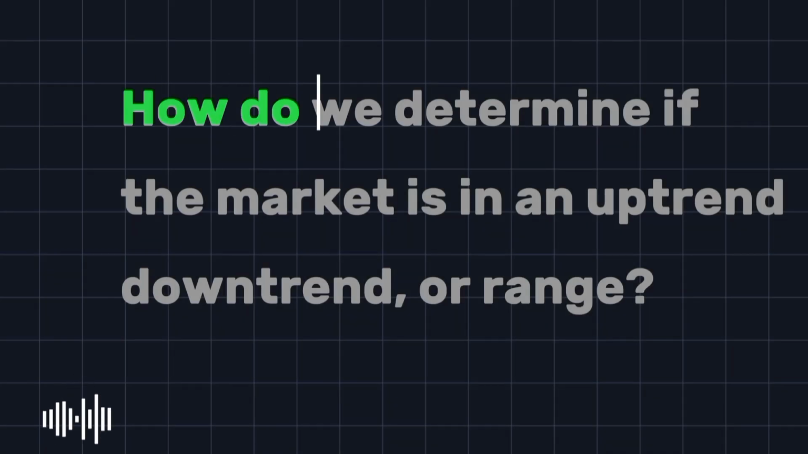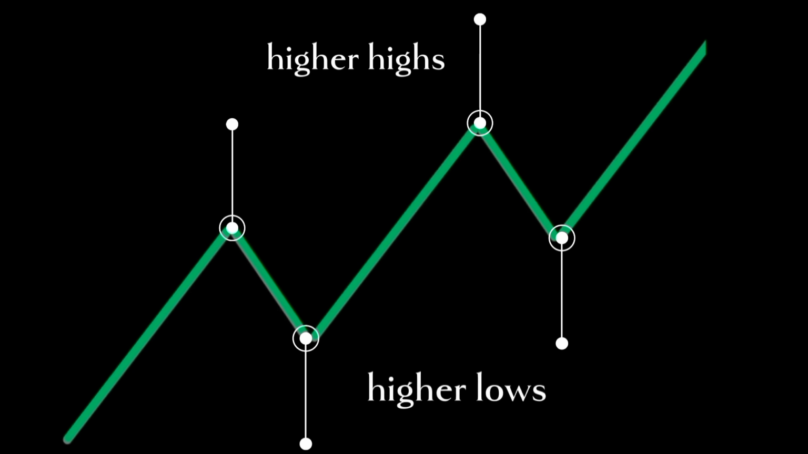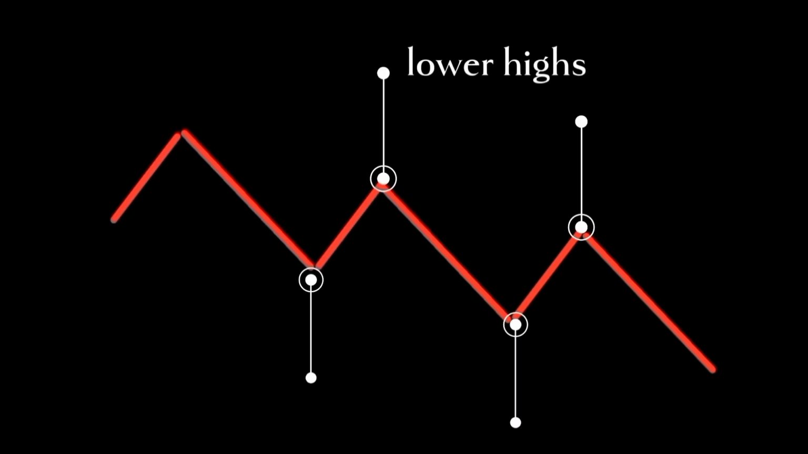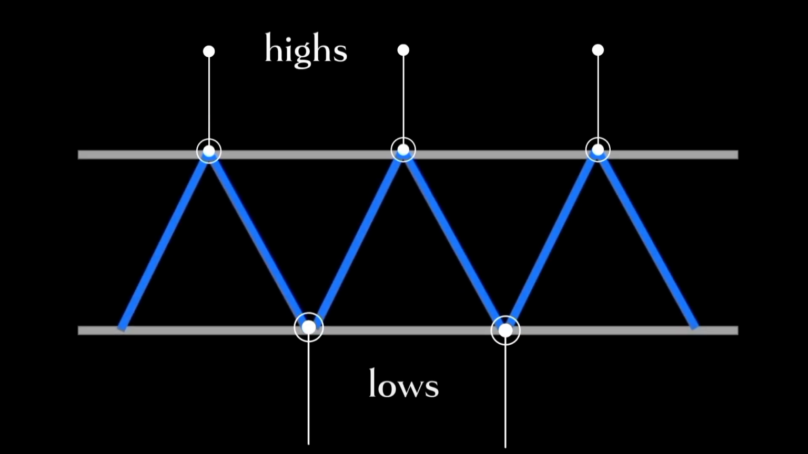So, how do we determine if the market is in an uptrend, downtrend, or range? If we see prices consistently making higher highs and higher lows, it indicates an uptrend. If prices are making lower highs and lower lows, it signals a downtrend. If the price is fluctuating between two levels with no clear breakout, the market is in a range.